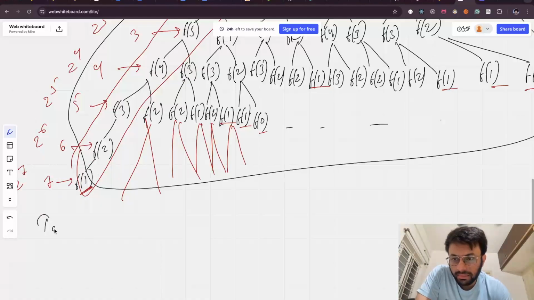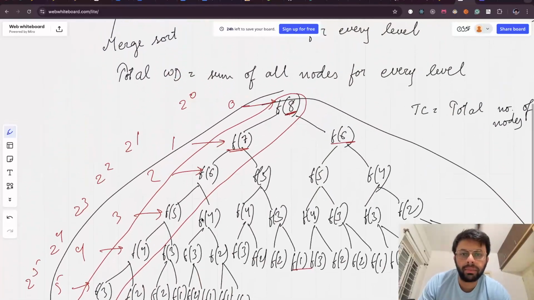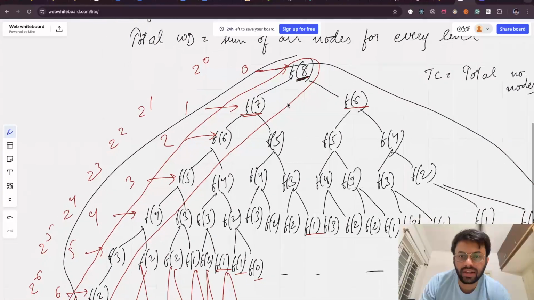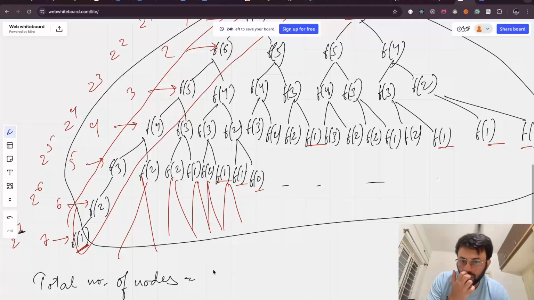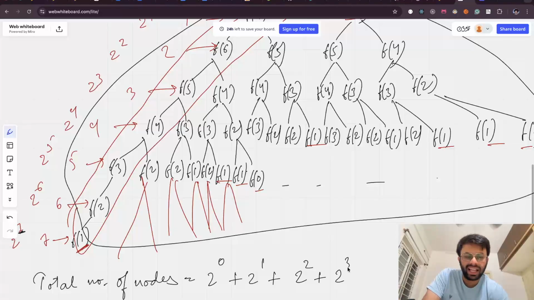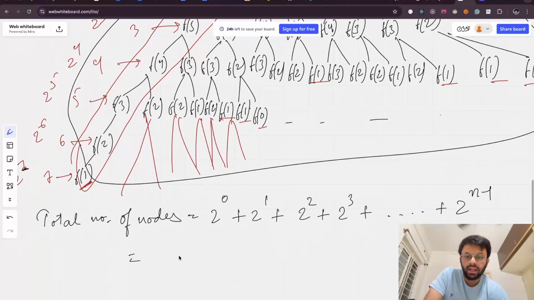The total number of nodes will be, suppose whatever my n is, say my n was 8. So the last level will be 7, which is n minus 1. So the total number of nodes will be 2 power 0 plus 2 power 1 plus 2 power 2 plus 2 power 3, like this till 2 power n minus 1. Okay, and this is the sum of GP. This is a geometric progression.